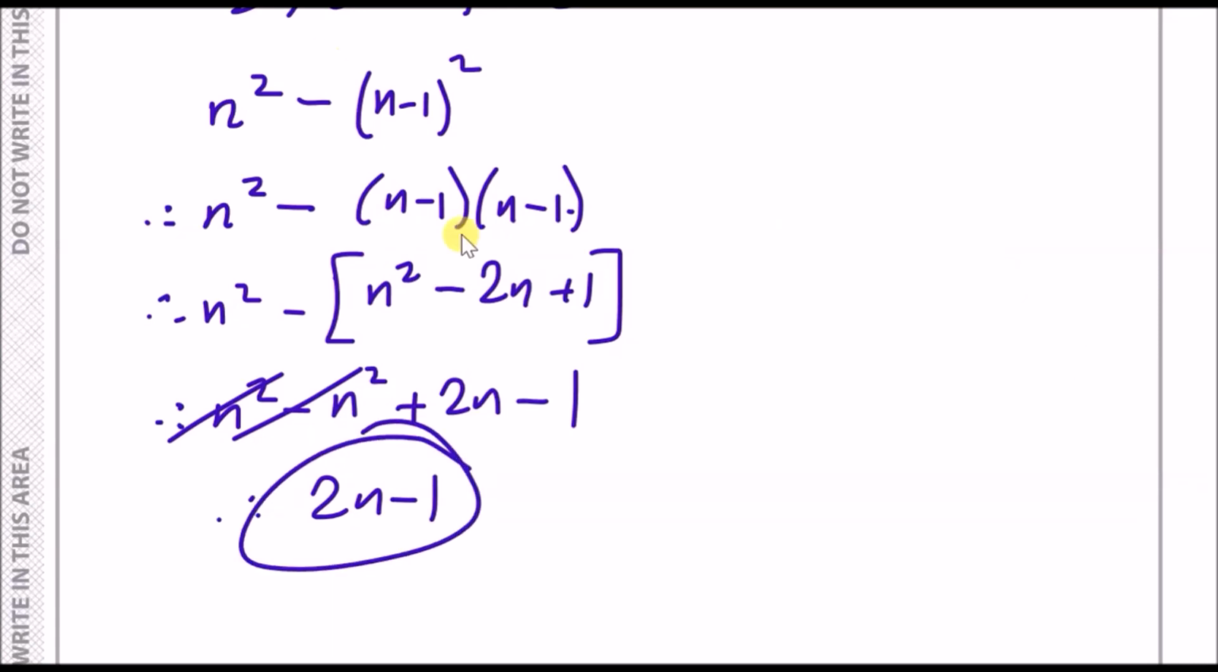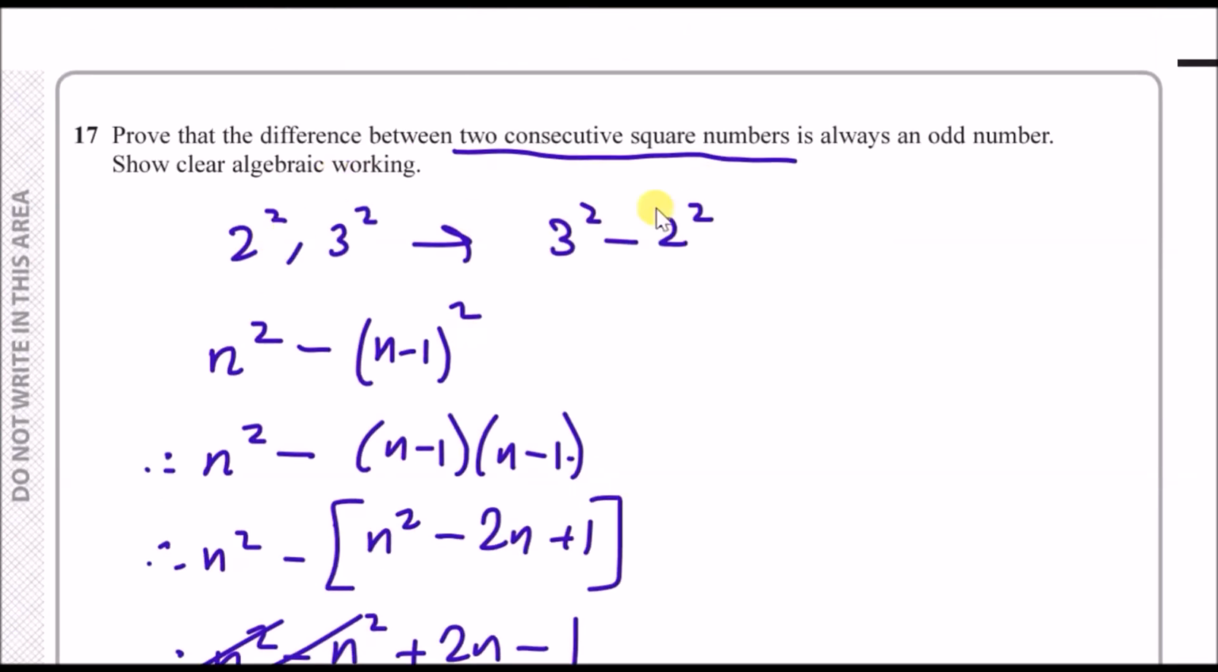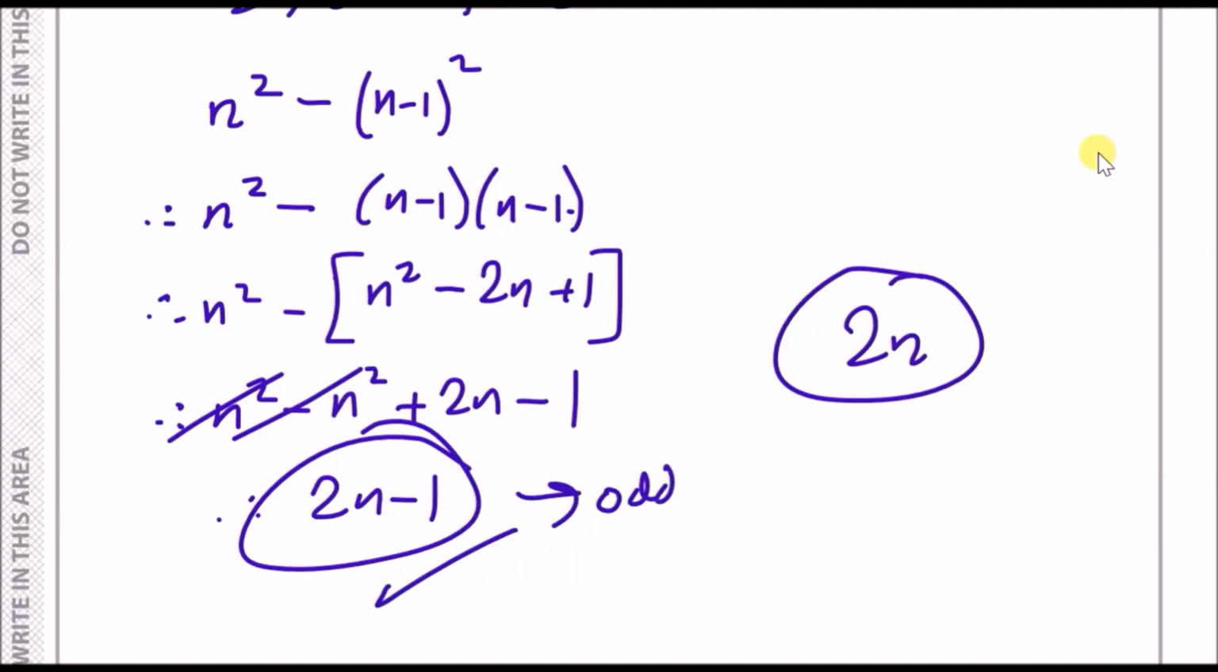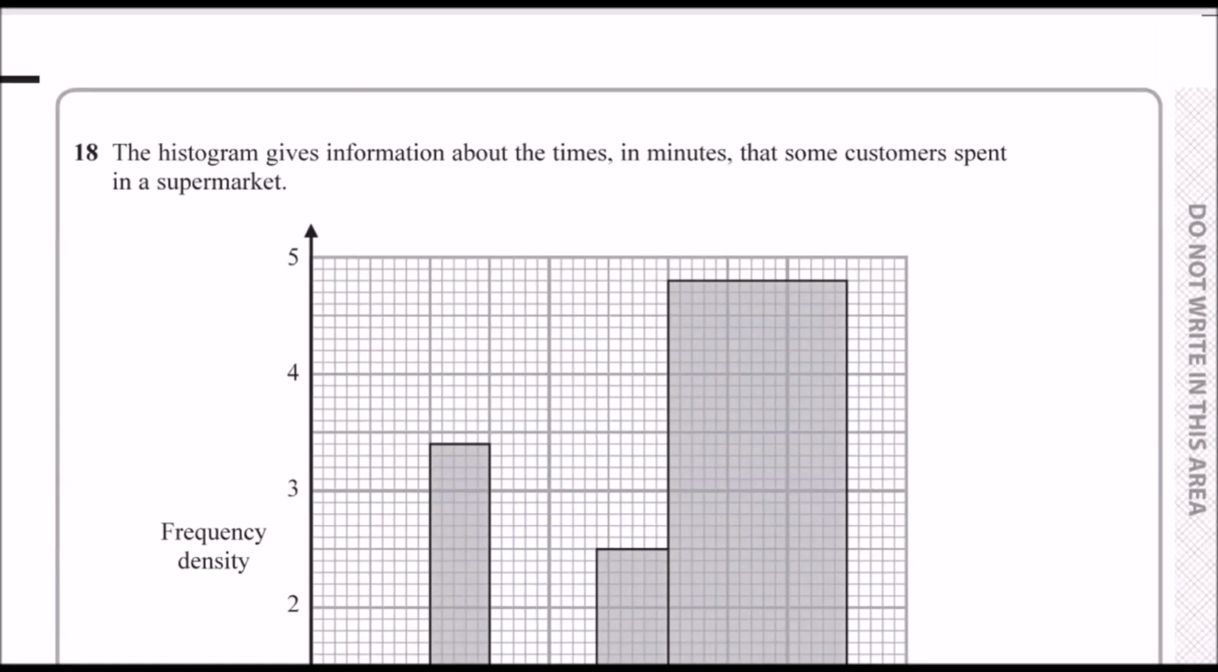And that's it, guys. And to show that this is an odd term, well, odd terms are always 2n minus 1. An even term is always 2n. Okay, so these are the two things to spot. If you got 2n minus 1, then you've got it. This is clearly an odd term. And we're done.